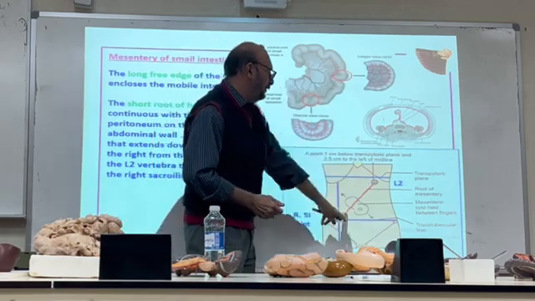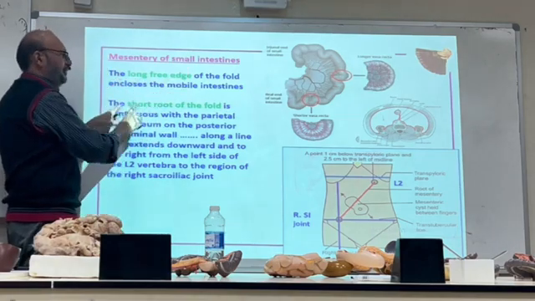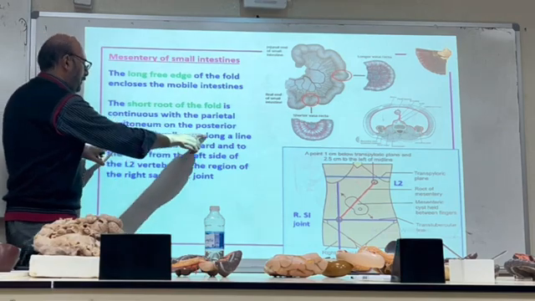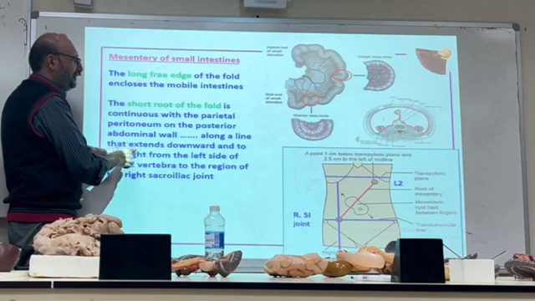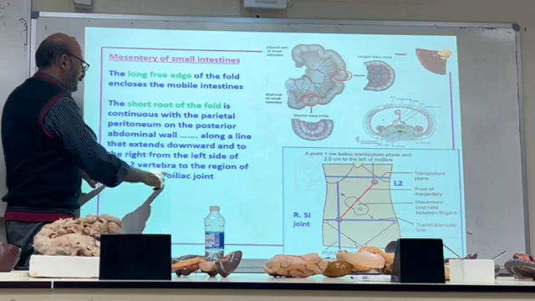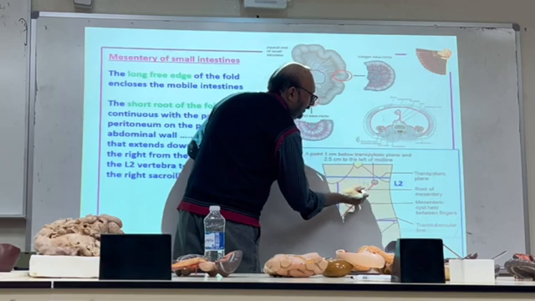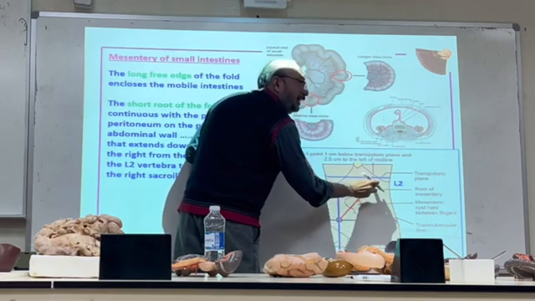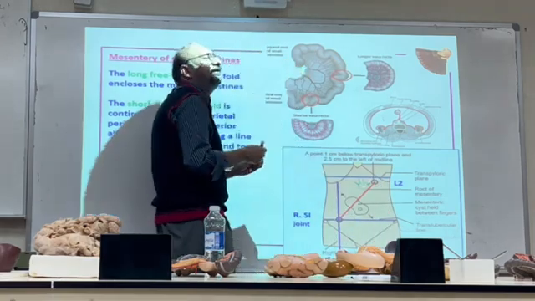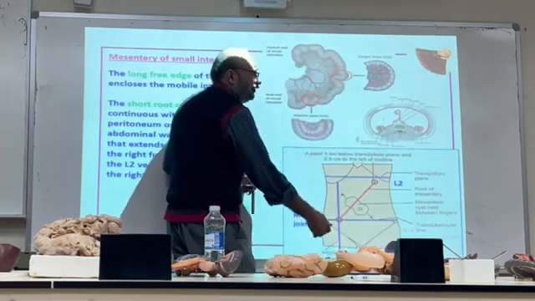Now, where is this attached? On the posterior abdominal wall. The long free edge is for the intestine. The short root is continuous with the parietal peritoneum on the posterior wall along a line. This is the attachment. It extends downward and to the right from the left side of the L2 vertebra to the region of the right sacroiliac joint. So this is the line. Here we have the L2 vertebra, so here is the L2 level. This is the line of joining of the mesentery of the small intestine. Here we have the right sacroiliac joint. So this is the direction.